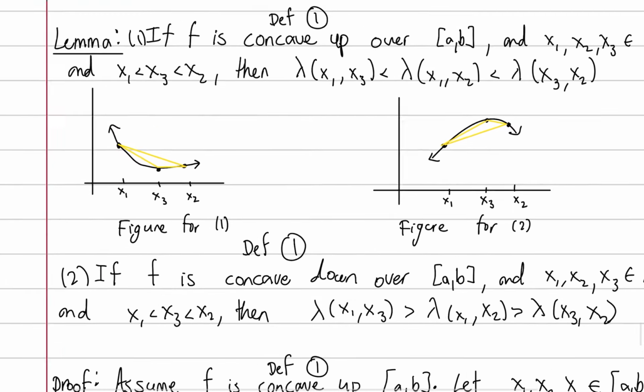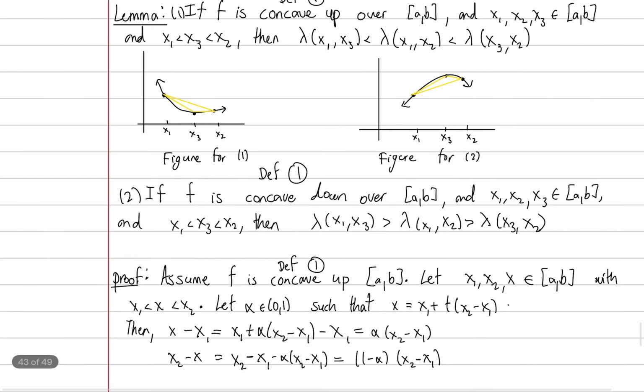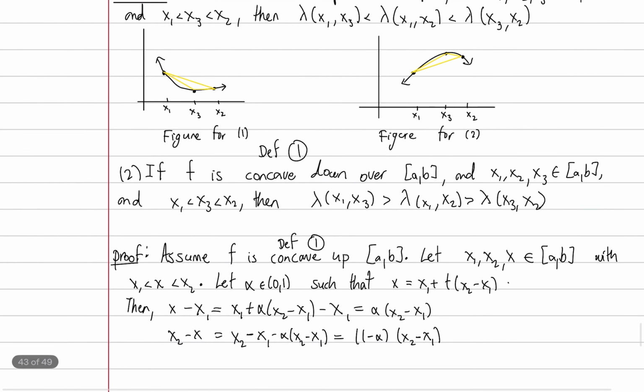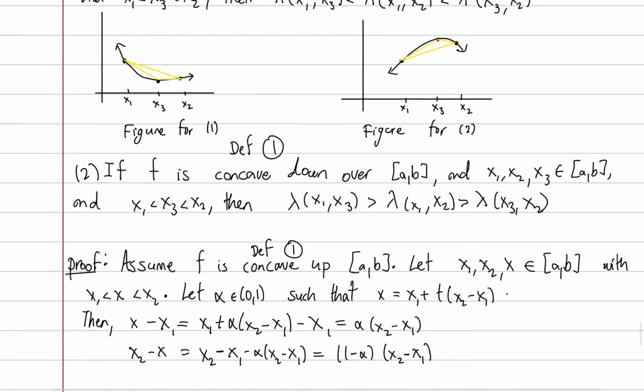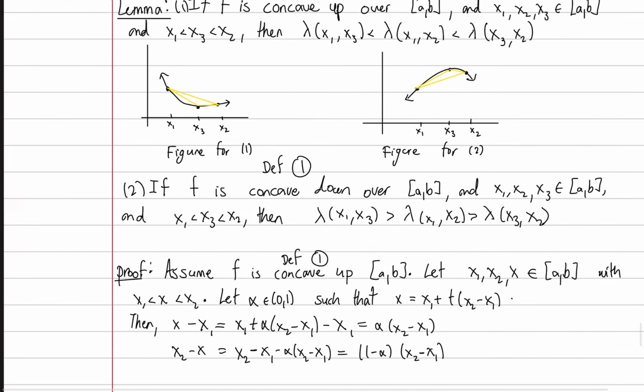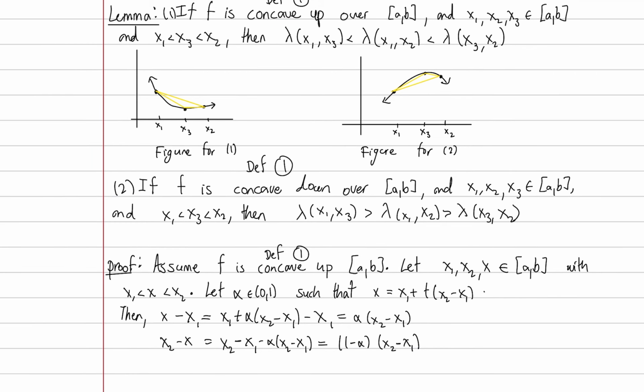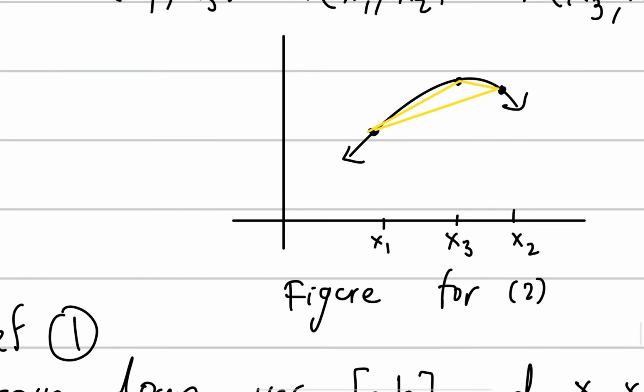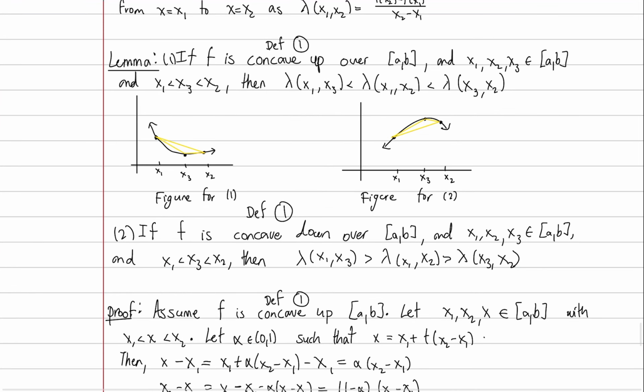And for part 2, it's saying that if f is concave down, again by definition 1, and the same exact conditions are met, then this time the signs are flipped. Lambda between x1 and x3 is greater than lambda between x1 and x2, which is greater than lambda between x3 and x2. And the reason we're using lambda is just for simplicity, to make our lives easier. And of course, you can confirm this geometrically, but we're going to prove it.